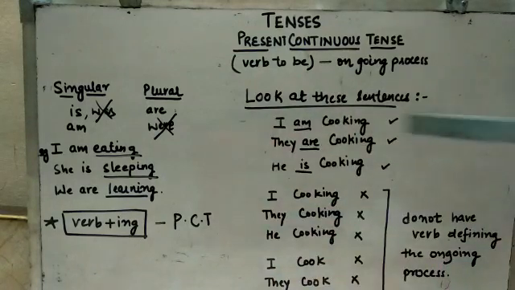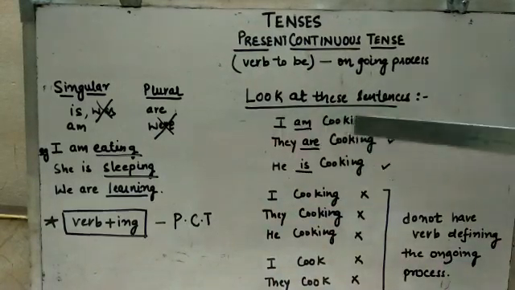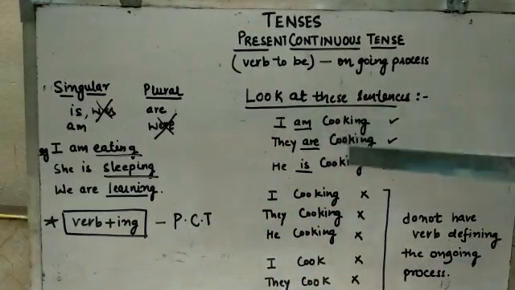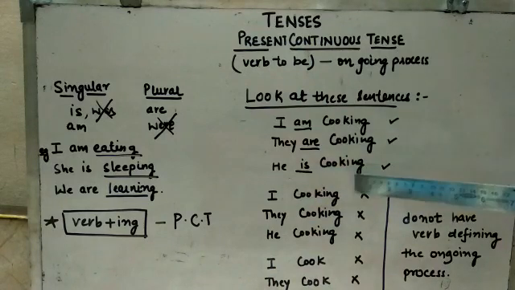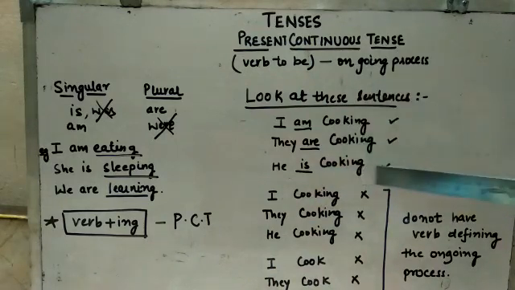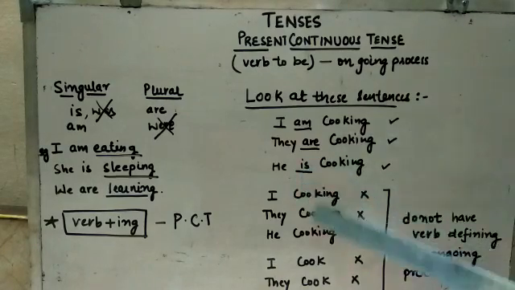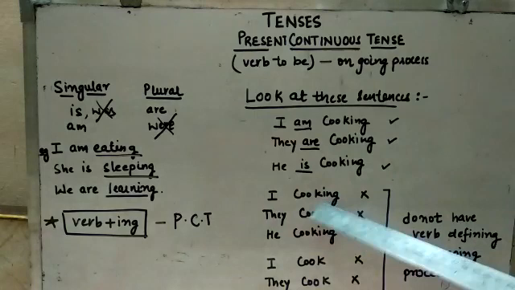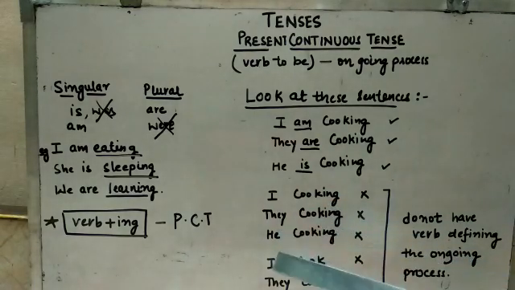Now look at these examples. I am cooking. They are cooking. He is cooking. These three sentences are correct grammatically. Let's have a look at the other examples, which say: I cooking. They cooking. He cooking. I cook, they cook, he cook.